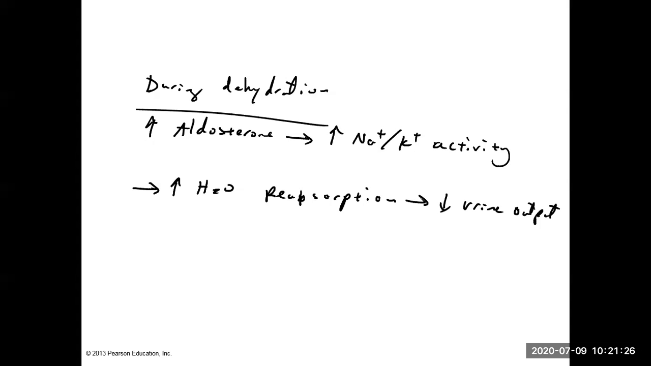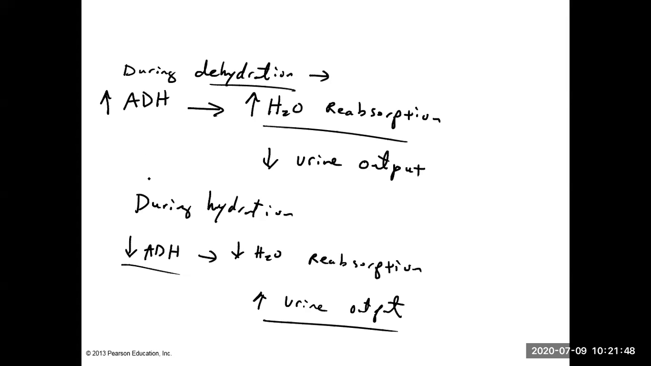Exactly the opposite would occur. All right, lower aldosterone, lower sodium potassium activity and number. This one, activity and number. That means more of them. And therefore you would have lower water reabsorption and you would have higher output during the hydration. So basically, it does exactly the same thing as this one does.